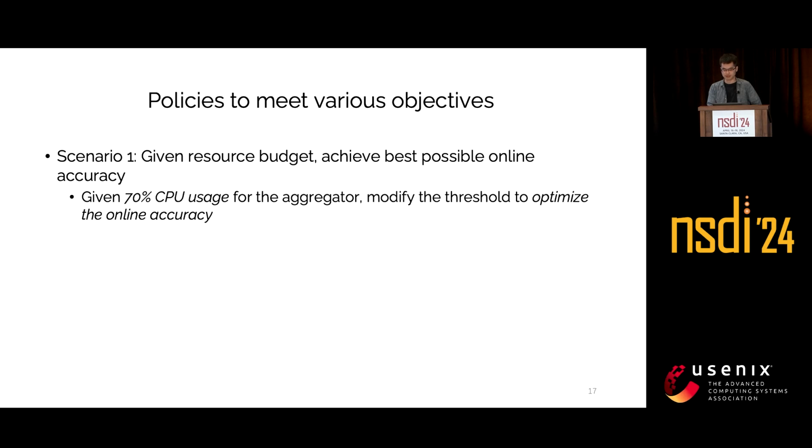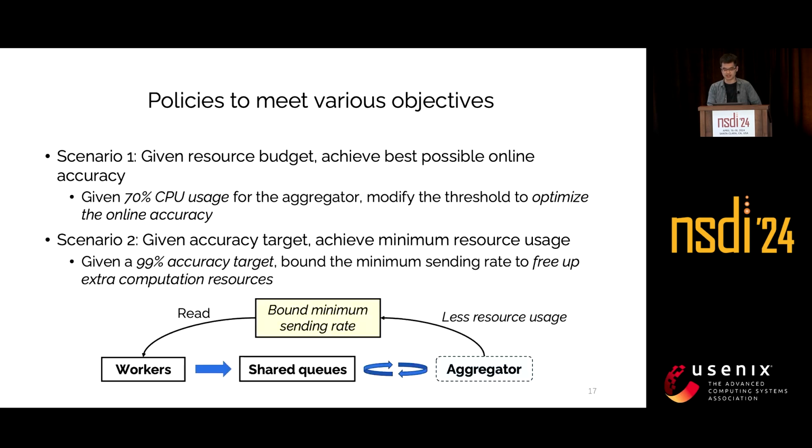Except for the best possible online accuracy, OctoSketch can also support different policies of resource allocation to meet different kinds of system objectives. For example, when there's not much traffic, OctoSketch can also choose to free up some extra computation resources based on the accuracy target. Specifically, we can calculate the lower bound of the sending rate based on the accuracy target. The sending rate will not further decrease if it is smaller than that bound.